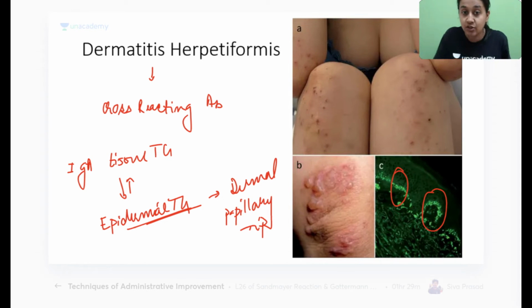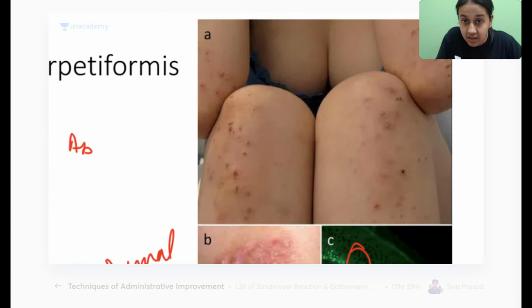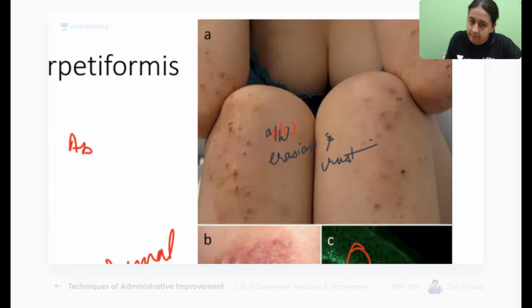Clear, all of you? So you will see erosions and crusting. There will be no scales. Please remember this point. No scales. There will be erosions and crust. You will have a lot of itching associated, and that is why you hardly see any intact vesicles. You only see presence of erosions and crust. Clear or not? Please say yes if it is clear.